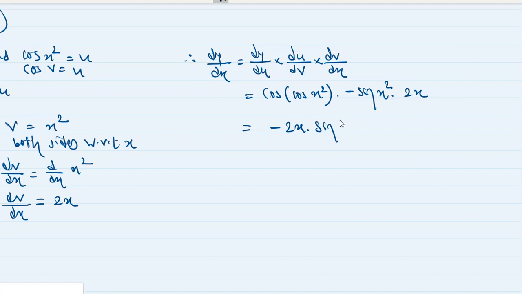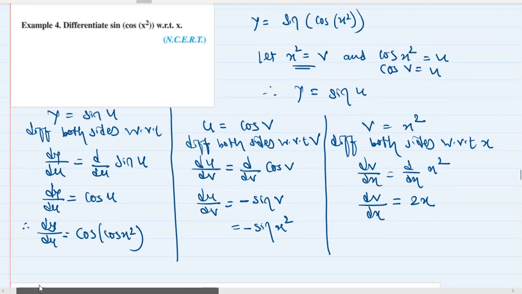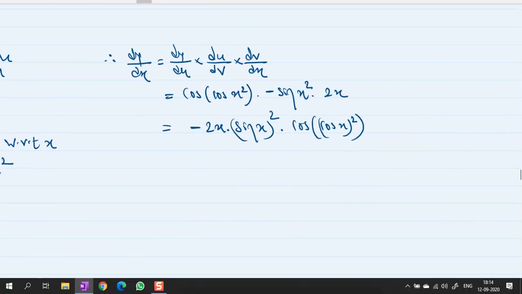So sine x square can be written as sine of x the whole square, multiplied by cos of x the whole square. Is it cos of x square? No, it is cos u, and cos u is cos of x square. Correct. So this should be the final answer: minus of 2x multiplied by sine of x the whole square, that is sine x square. We can write it as sine x square also.